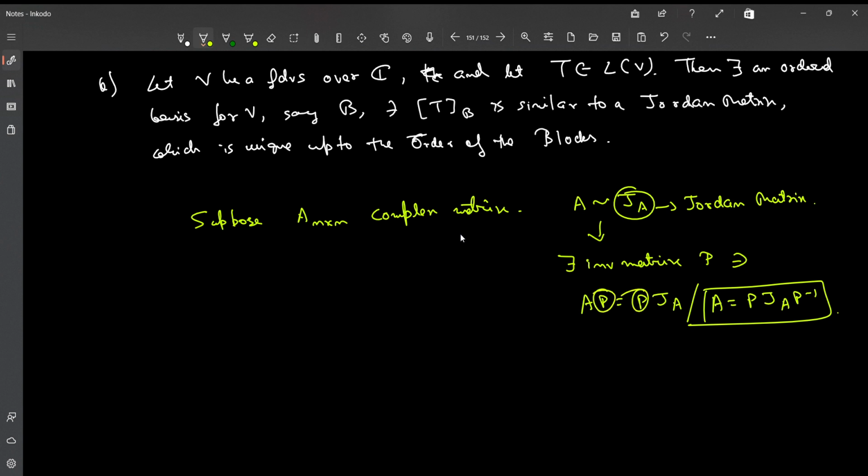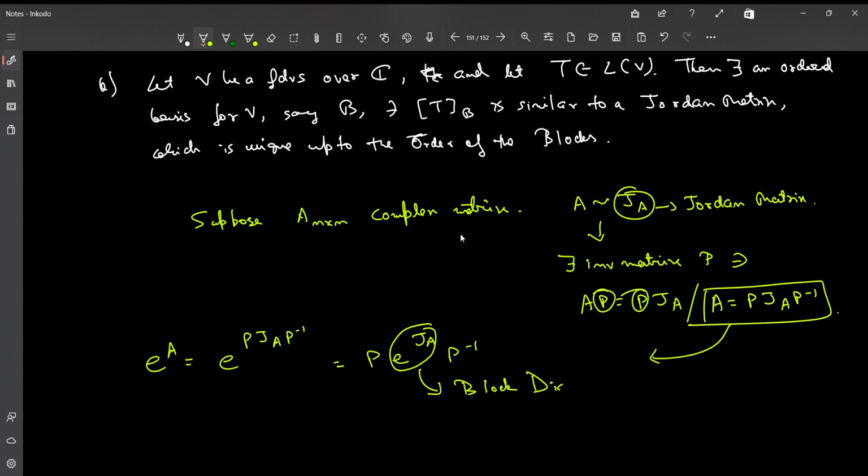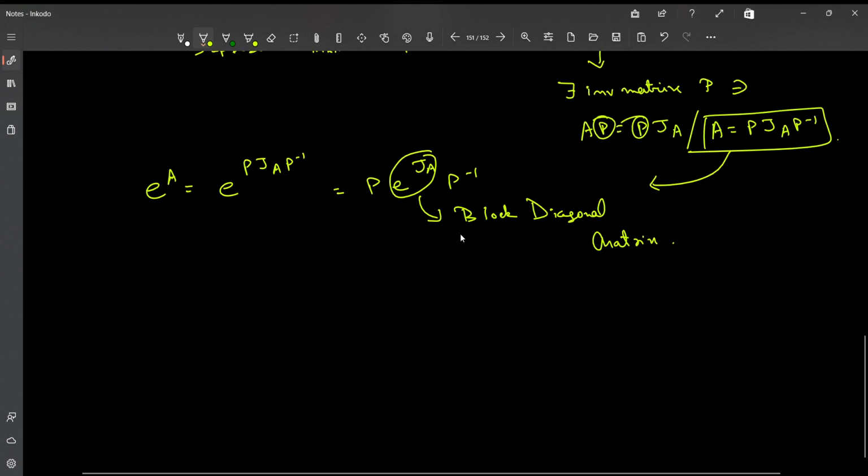What is the usefulness of having this P? Observe that if you are asked to find the exponential of A, then e to the power A is e to the power P JA P inverse, which is P times e to the power JA times P inverse. Now this is a block diagonal matrix, right? What is the importance of the exponential of a block diagonal matrix?